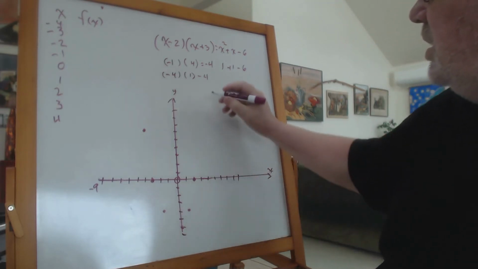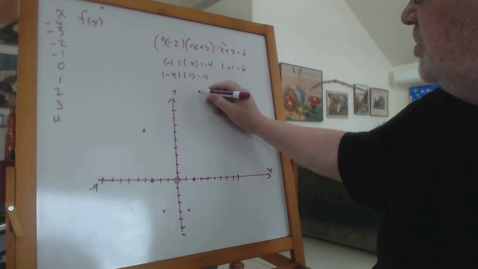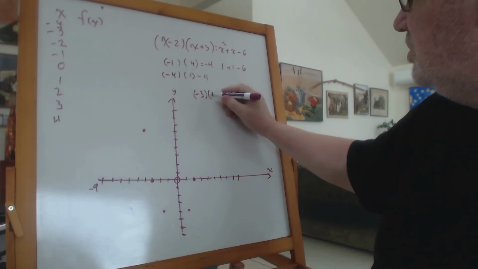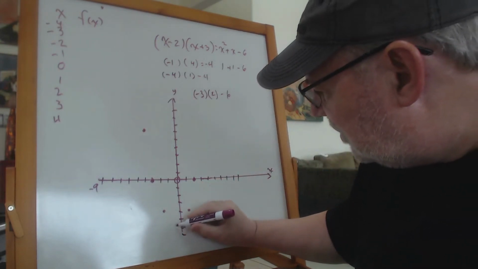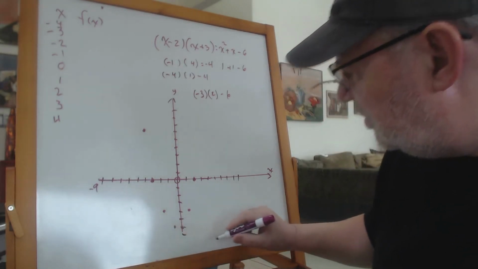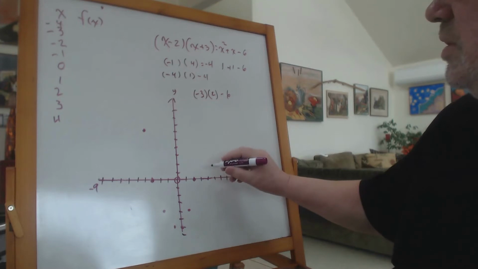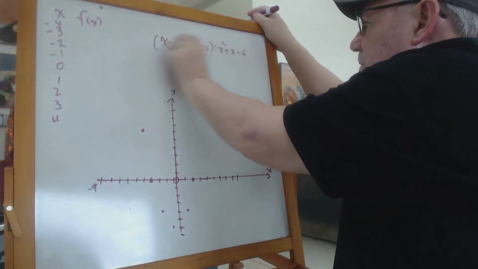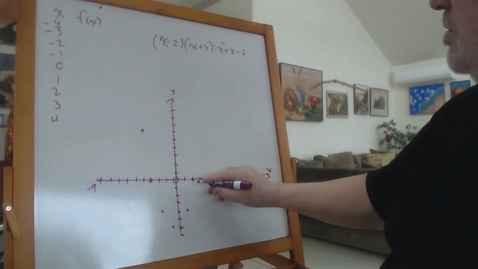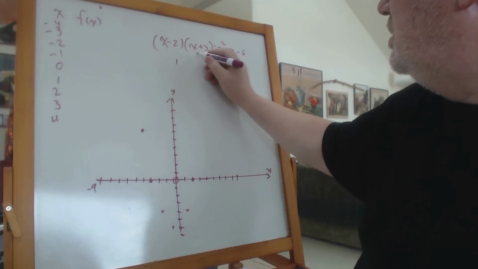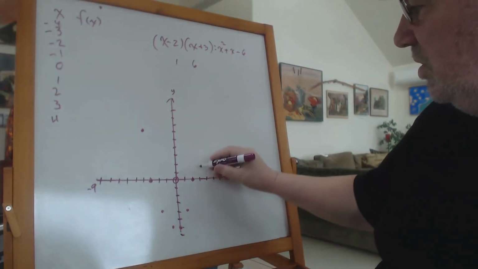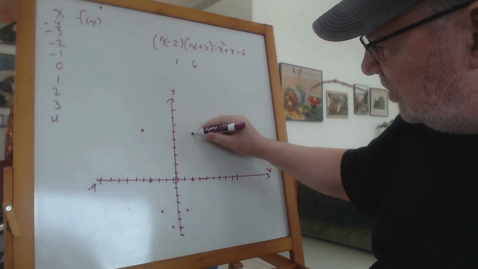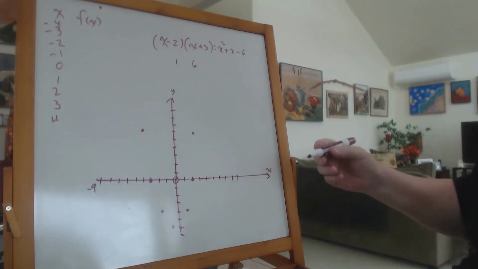1, 2, 3, 4, and x is minus 1, so we got minus 3 times 2 is minus 6. So, yeah, it's down here. And at x is 2, it's 0. X is 3 is 1 times 6. 1, 2, 3, 4, 5, 6. So you can see now we got some points.